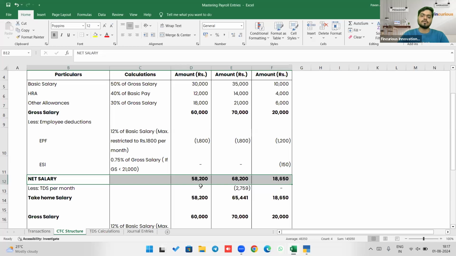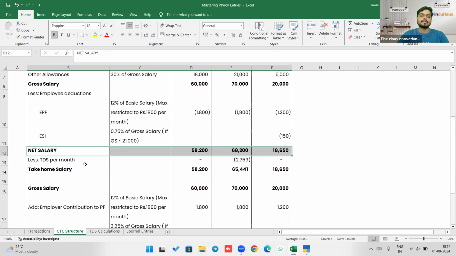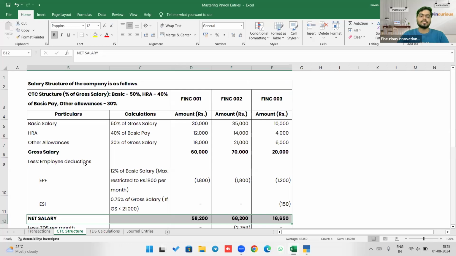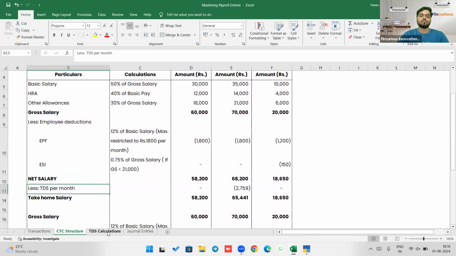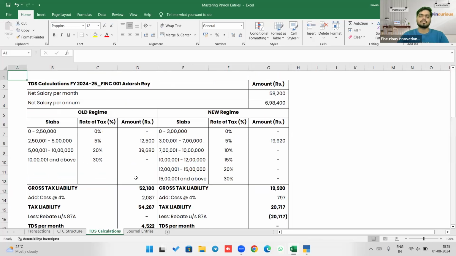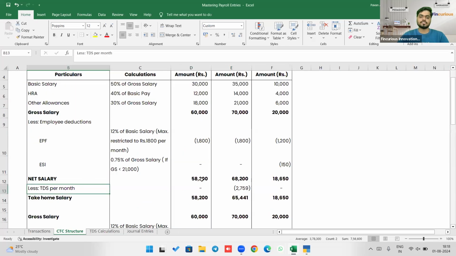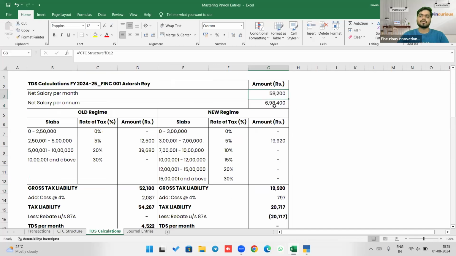But before that, we need to calculate TDS per month also. How is TDS per month calculated? We will go to the TDS calculations. So you can see here, FinC 001 Adarsh Rai, net salary per month is 58,200. So from the CTC structure, you can see 58,200 is the per month salary.